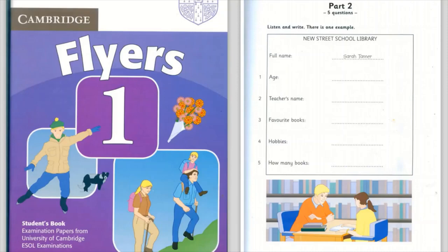Now, the last question. How many books do you want? Sorry? I mean, how many books do you want to take each week? Oh, I see. I'd like 5, please. I read a lot of books at home. That's fine. You can go and choose 5 books now, if you like. Thank you.